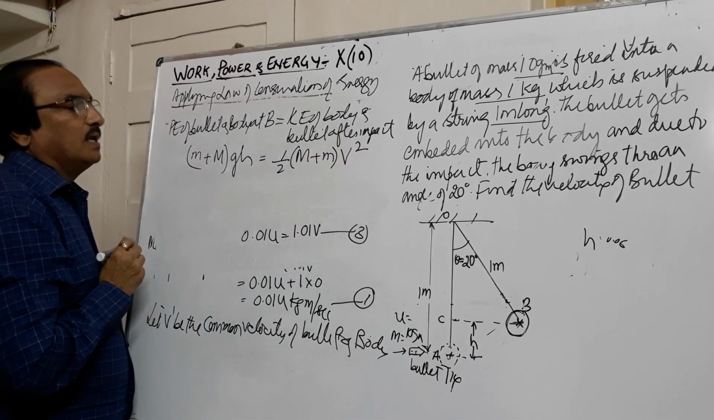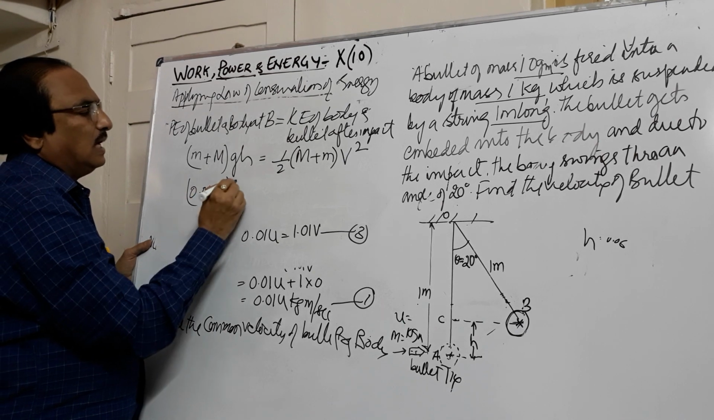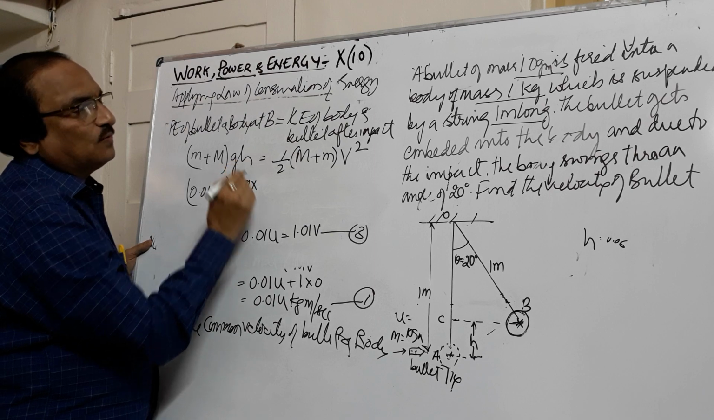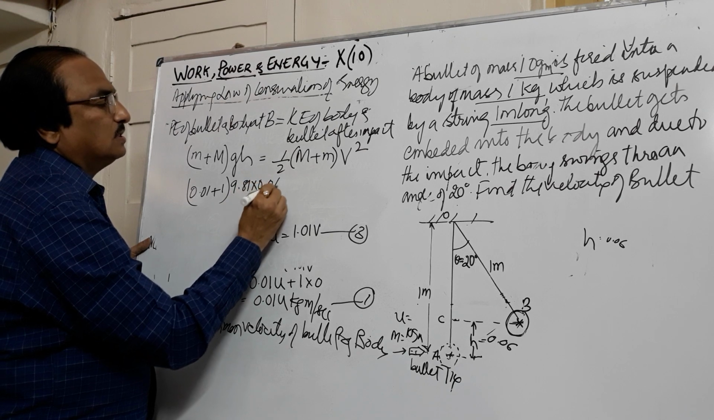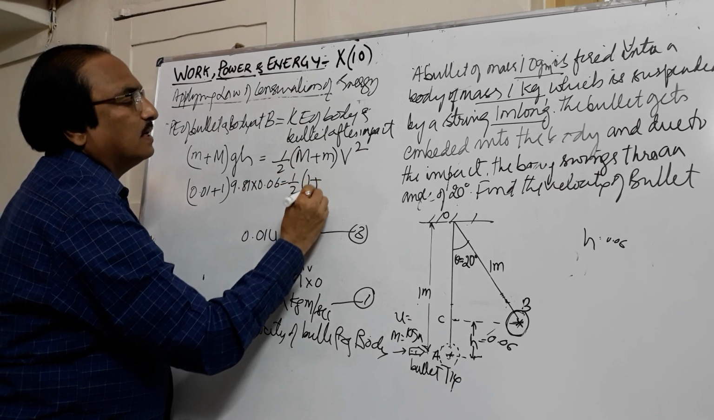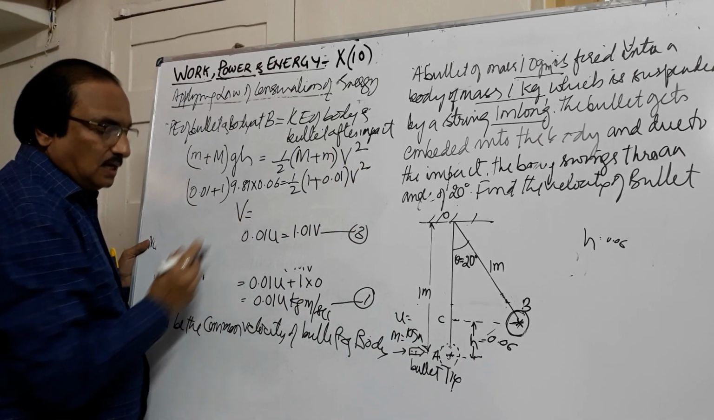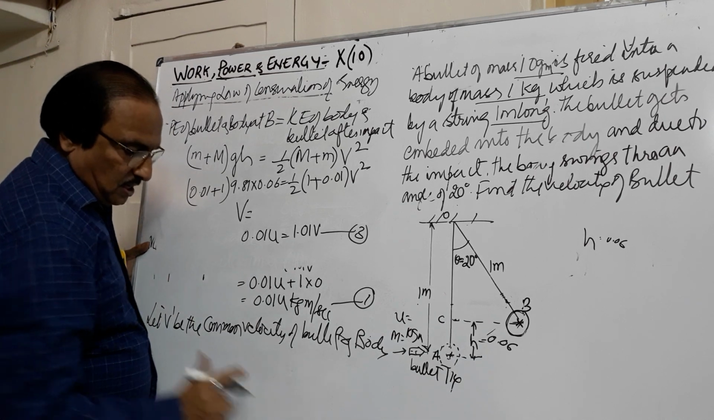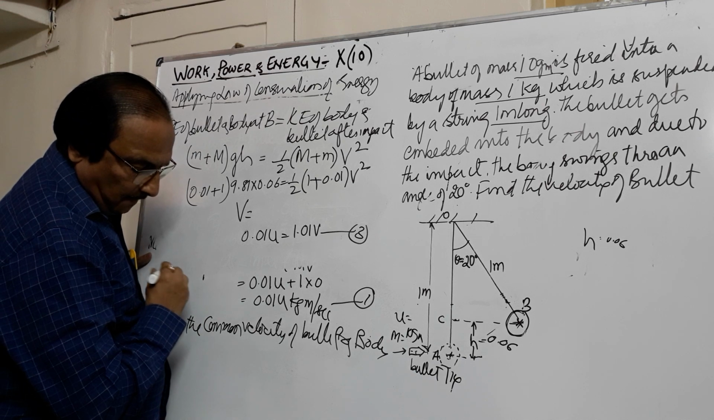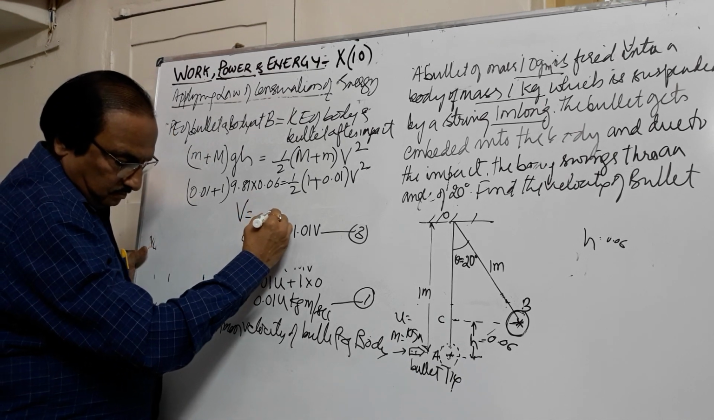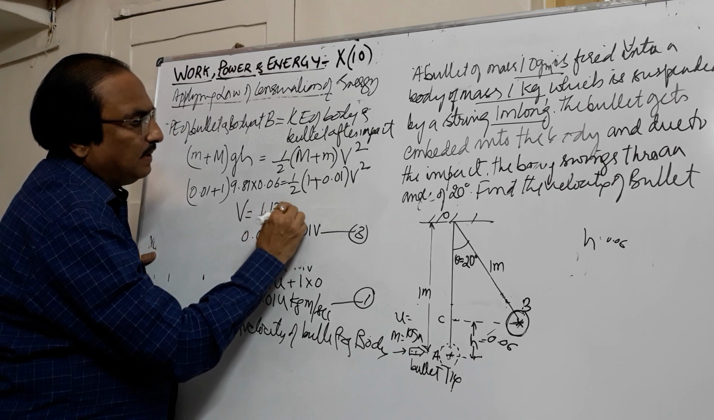Substituting the values here, (0.01 plus 1) into 9.81 into h, the height we have calculated is 0.06. So 0.06 must be equal to half of (1 plus 0.01) into v square. In this you get the common velocity with which both the body and bullet will be moving. This velocity will be equal to 1.133 meter per second.